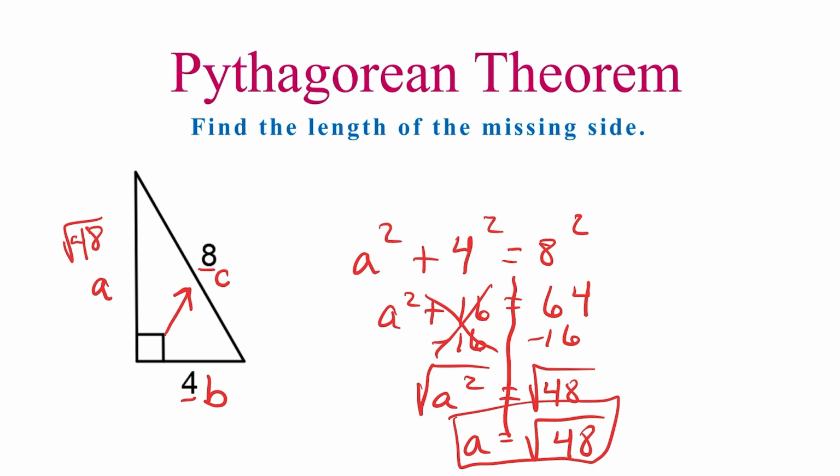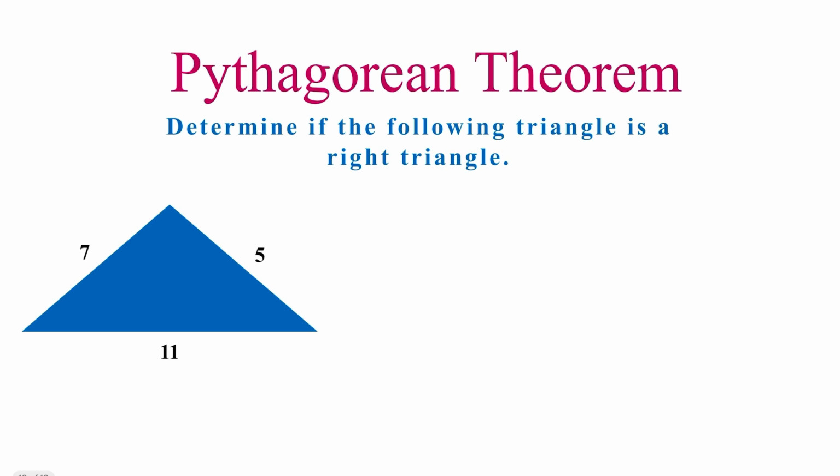Then let's take the square root of 48. It's 6.9. And make sure that makes sense. We got 4, 6.9 for leg. 8 is still the longest. It looks pretty reasonable. Okay, this is the last thing we're going to do. We're going to test and see if this is a right triangle. You do it the exact same way, okay? Remember, A squared plus B squared equals C squared.